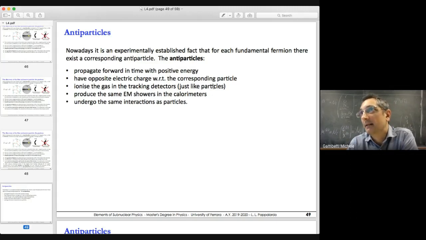Just like particles, they ionize the gas in a vacuum detector. Just like particles, they produce electromagnetic showers in calorimeters. And just like particles, they undergo the same interactions. So antiparticles also feel the electromagnetic interaction, the strong interaction in the case of quarks and antiquarks, and the weak interaction.